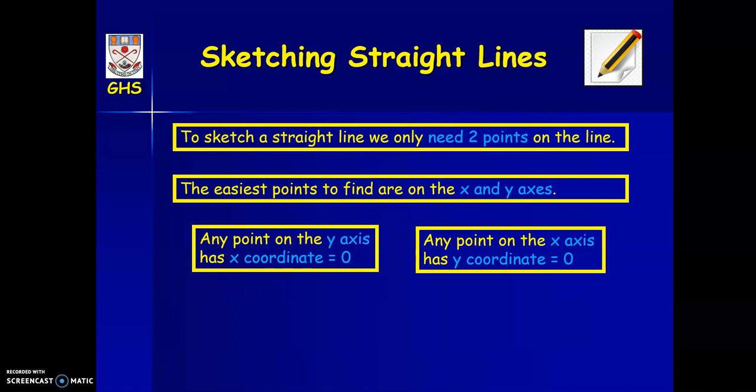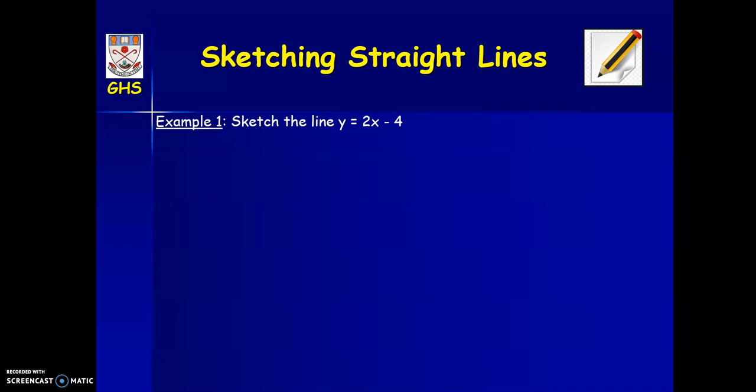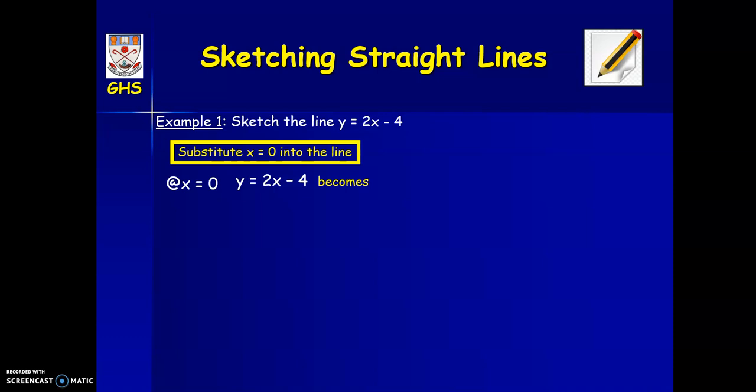So let's look at an example. So example 1, sketch the line y equals 2x minus 4. So we're going to use the fact that on the y-axis, the x coordinate is 0. So we substitute x equals 0 into the equation of the line. So at x equals 0, the equation y equals 2x minus 4 becomes y equals 2 times 0, subtract 4. Now 2 nothings are nothing, so that simplifies to y equals -4. So if the x coordinate is 0, the y coordinate is -4. And that gives us 0, -4.